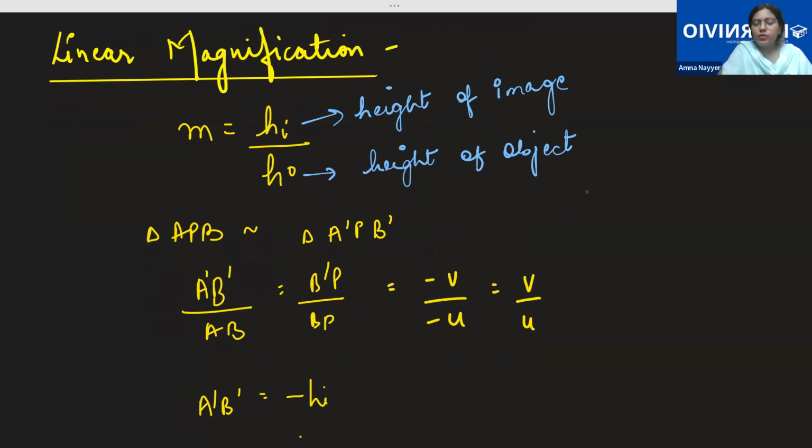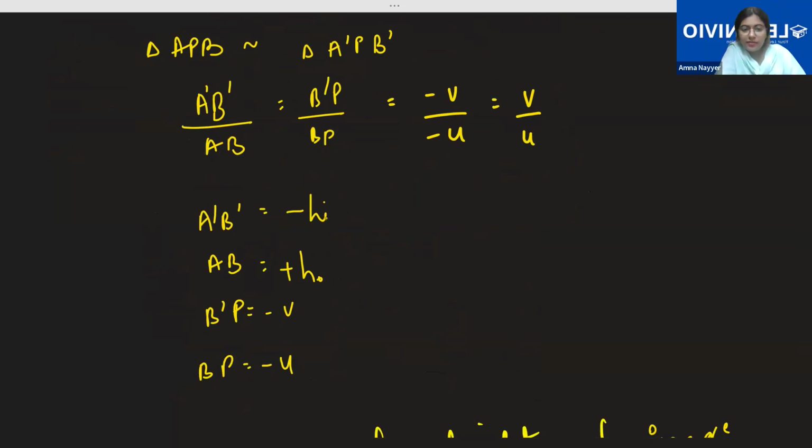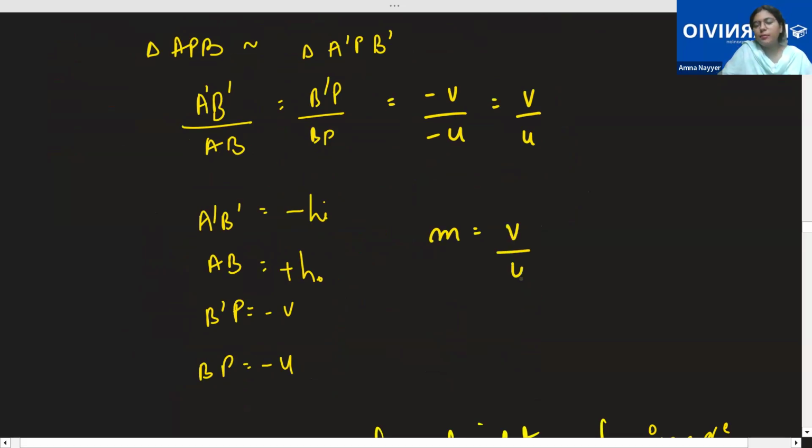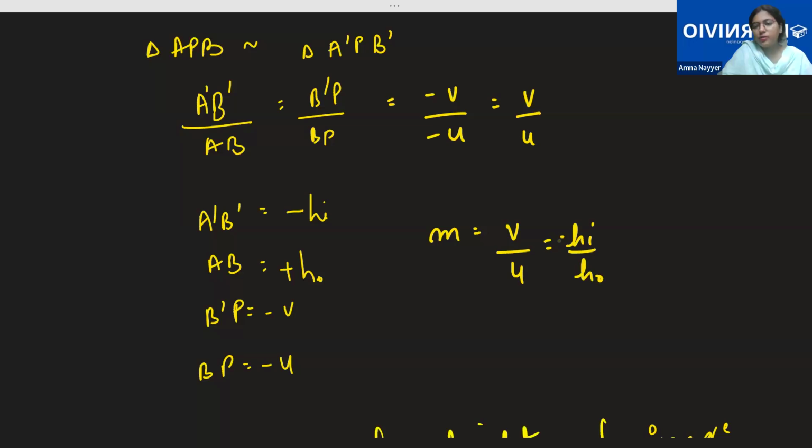So see, this is V by U. Now see, height of image. Image is found below the principal axis, so height of image, that is A dash B dash, will be negative. And object is put above the principal axis, so height of object will be positive. B dash P is minus V, BP is minus U, as we've already discussed. So when you equate both of these, V by U is equal to minus height of image by minus height of object. Actually, the formula can be written as magnification is height of image by height of object. So minus sign goes over this side, that becomes minus V by U.